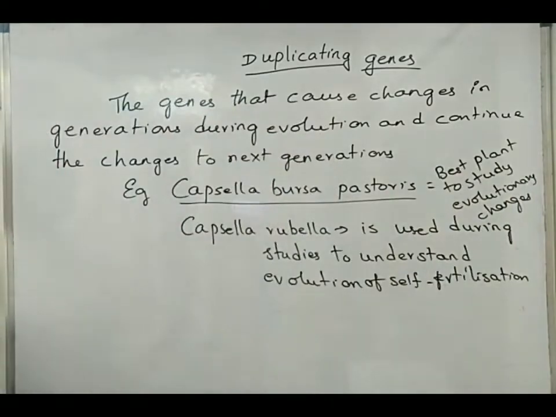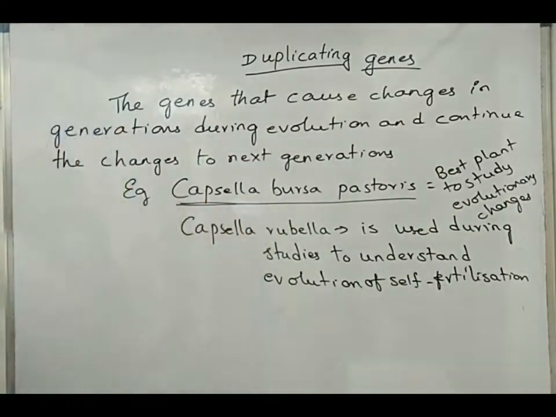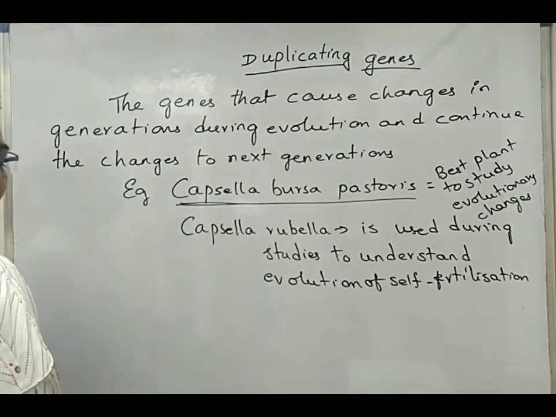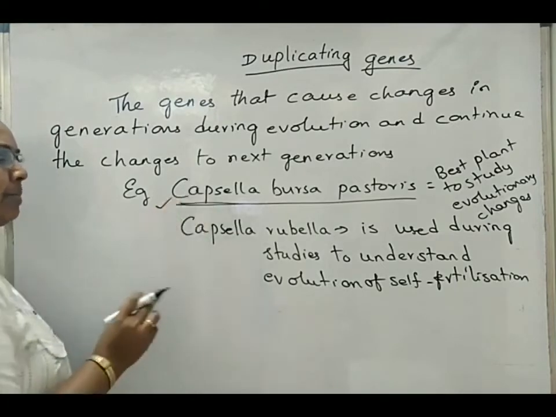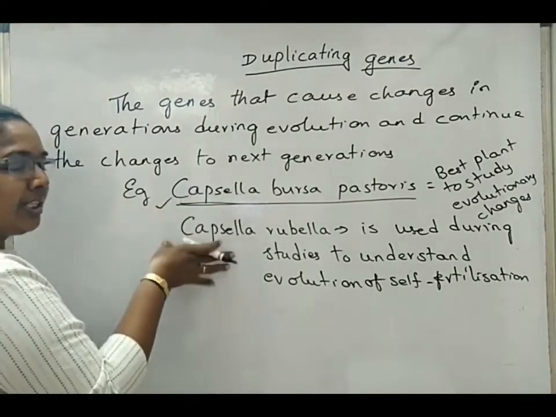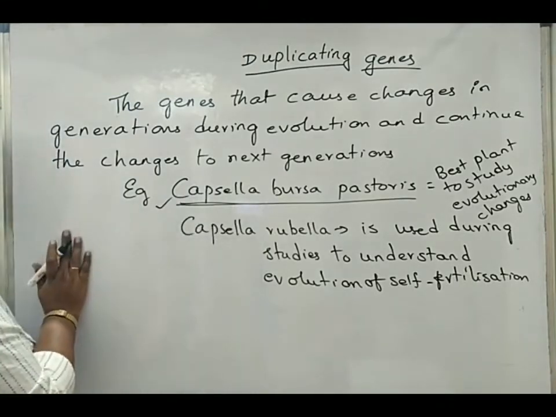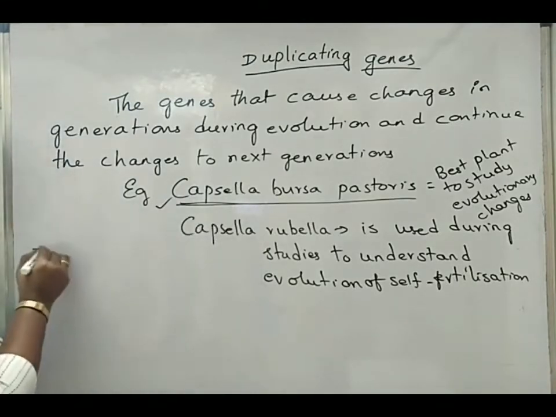So, whenever a question asks which is the typical and best example to study the evolutionary changes among angiosperms, the answer will be Capsella. If they have given just this option, you can write any of these because the genus is the same here. Now, there is one specialty under Capsella.